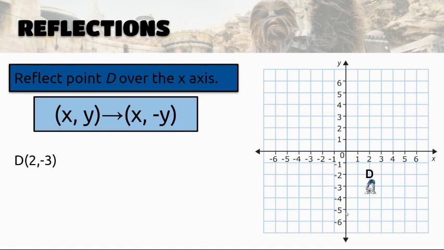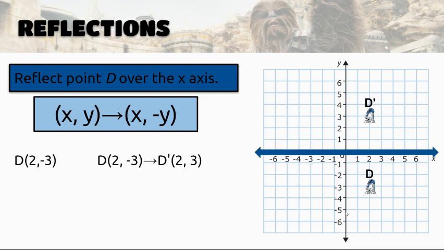So we're going to reflect point D over the x-axis. So we're reflecting over the x-axis, therefore the y value is negative. So D is currently located at (2, -3). Well, if I make -3 negative, -3 really is +3. So D prime is at (2, +3). You can also look at the distance they have between the x and y axis. So here, the original point is 3 units away from the x-axis. So the reflected point should be 3 units away from the x-axis.